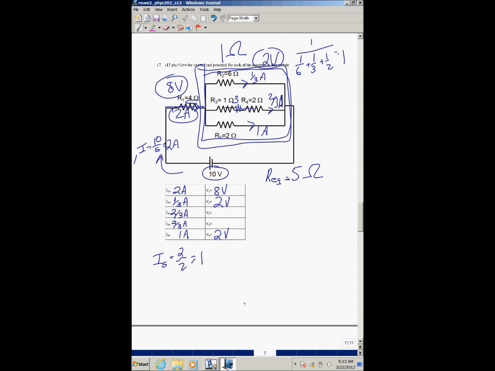And then I just solve for V3 and V4, I times R. 2/3 amps times 1 ohm is V3, so that's 2/3 volts. And 2/3 amps times 2 ohms is, excuse me, 4/3 volts. Notice that 2/3 plus 4/3 equals 6/3, which is 2. So I also have 2 volts across this branch, which I know to be true. There are other ways that you can do this. If you have questions about it, come see me.